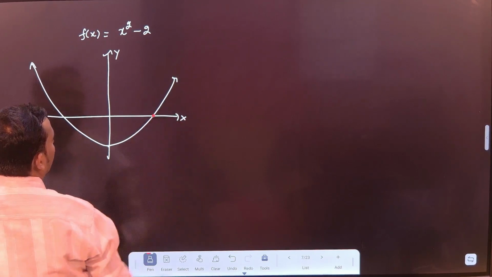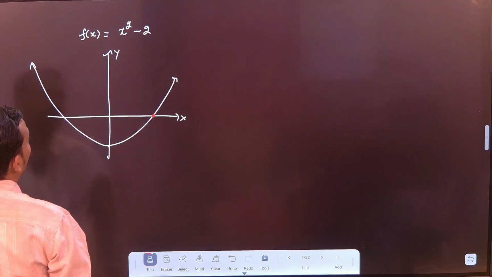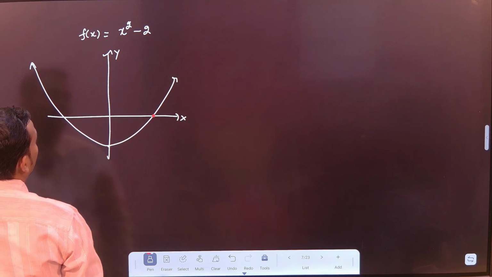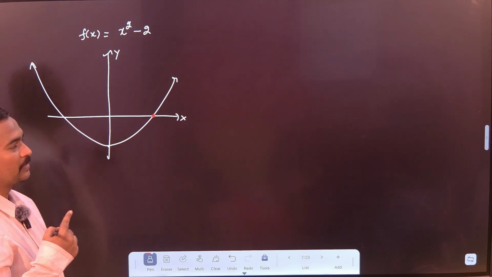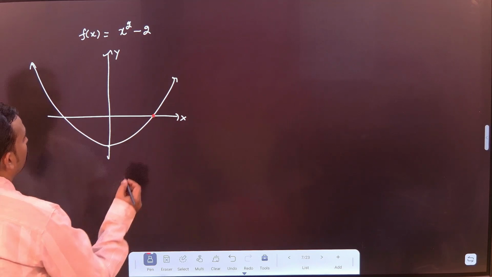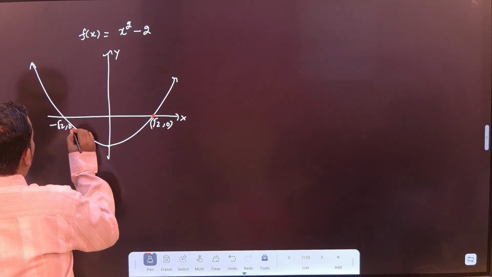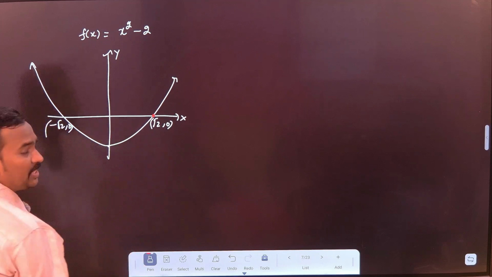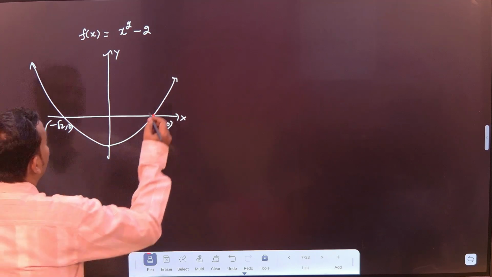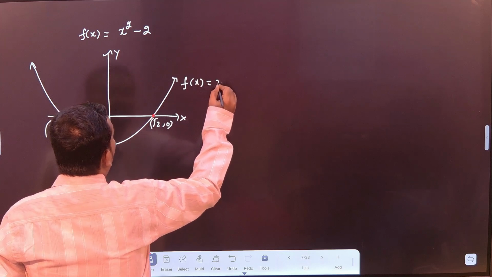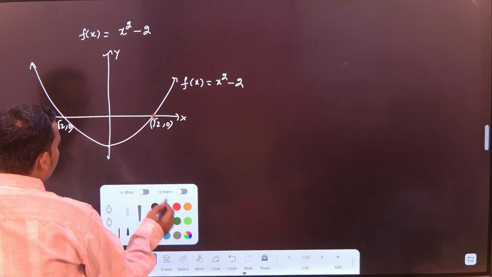Where is this graph intersecting the x axis? X axis means put y is equal to 0. So x square is equal to 2, meaning x equals plus or minus root 2. This is root 2 comma 0. This is minus root 2 comma 0. Okay, so we need to draw the graph of f of mod x. This is your f of x. F of x is x square minus 2.